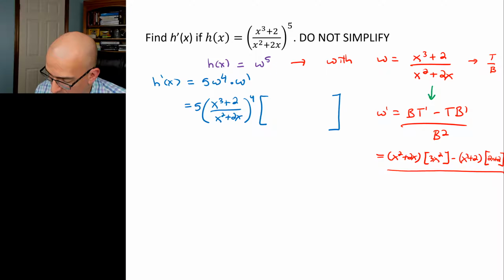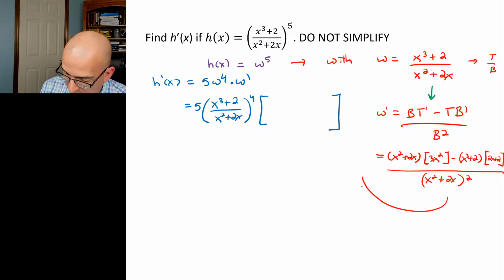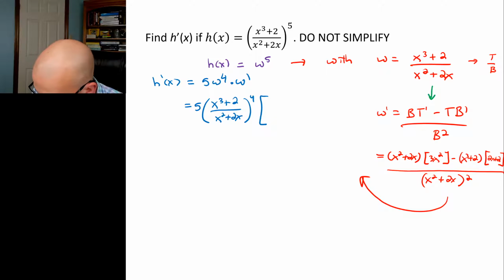All divided by the bottom squared. So x squared plus 2x all squared. We can take that and transplant that right into the box there. We'll draw that bracket when I know how big it has to be. So we have x squared plus 2x times 3x squared minus x cubed plus 2 times 2x plus 2.